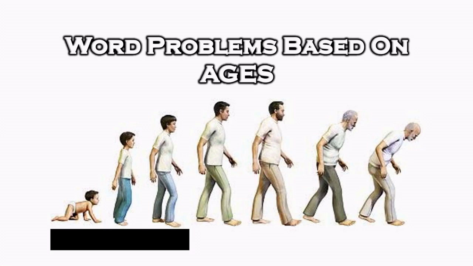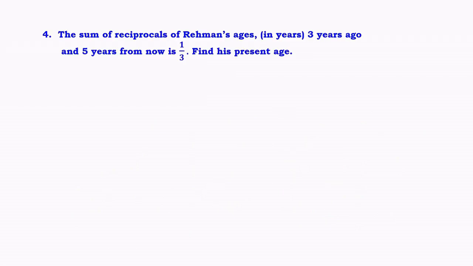In this chapter, we will learn how to solve different types of age-related word problems in a simple and systematic way using quadratic equations. Now, we will solve a word problem based on age using quadratic equations. Let us first read the question carefully. The sum of the reciprocals of Rahman's age 3 years ago and his age 5 years from now is 1/3. We have to find his present age.